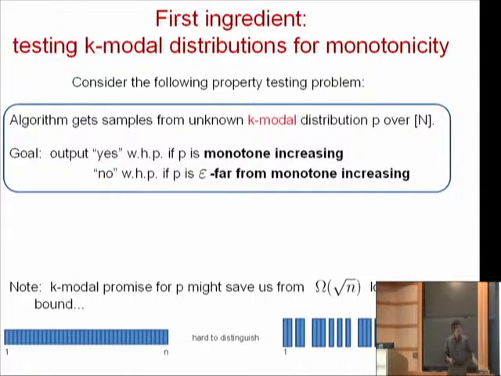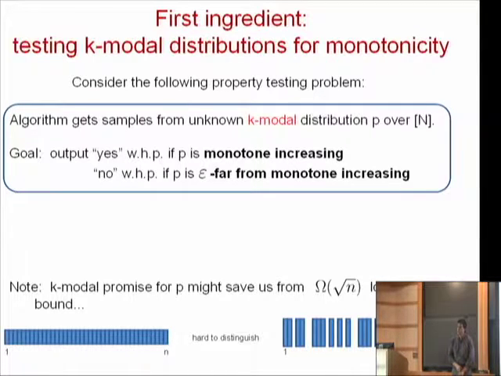And notice, this promise that the distribution is k-modal has got to be crucial, because we saw this kind of lower bound. If I erase the words k-modal here, then we know that this testing problem is really hard. You need omega of square root N. If we don't have the k-modal promise, you're going to need omega of square root of N many draws to tell whether your unknown distribution is monotone or far from monotone. But maybe the promise that it's k-modal actually lets us do this without paying some horrific factor like that.